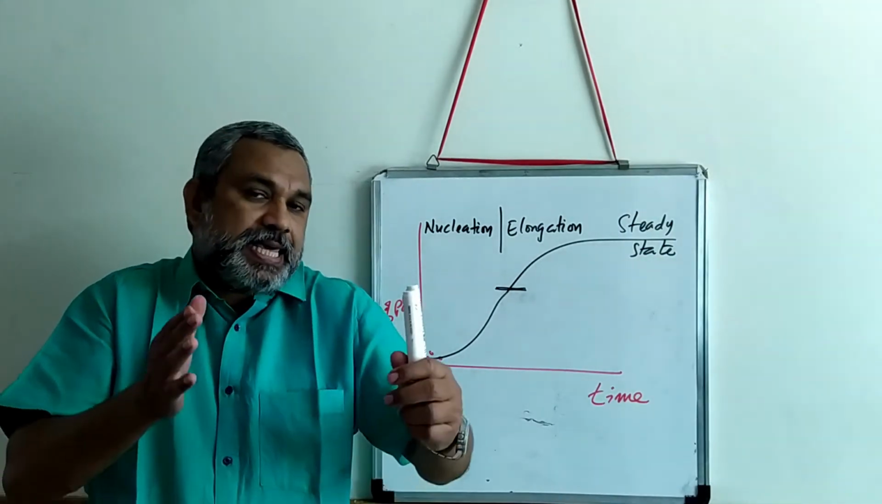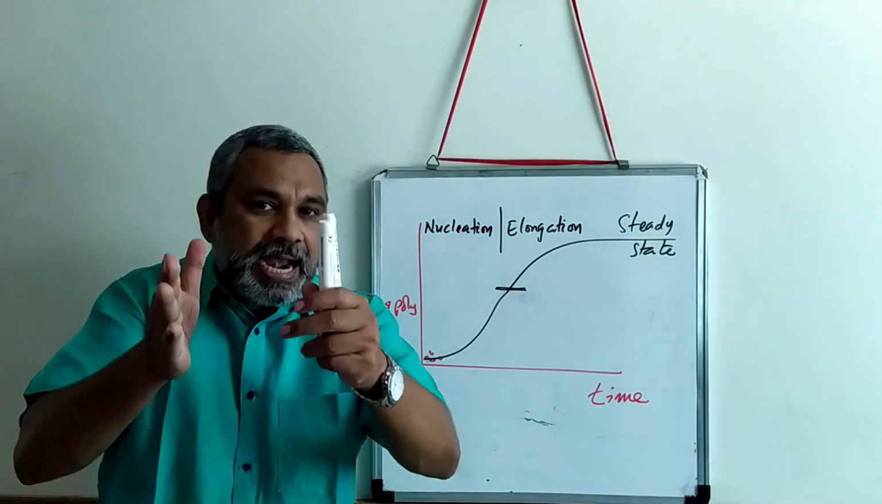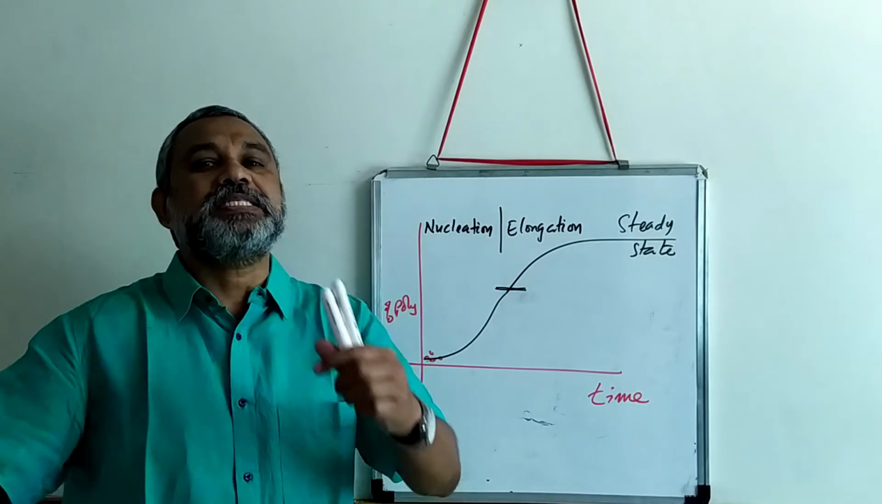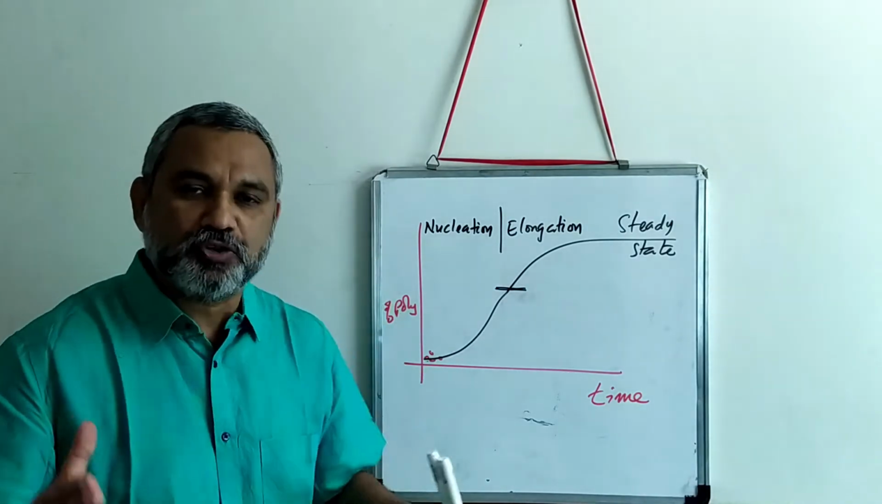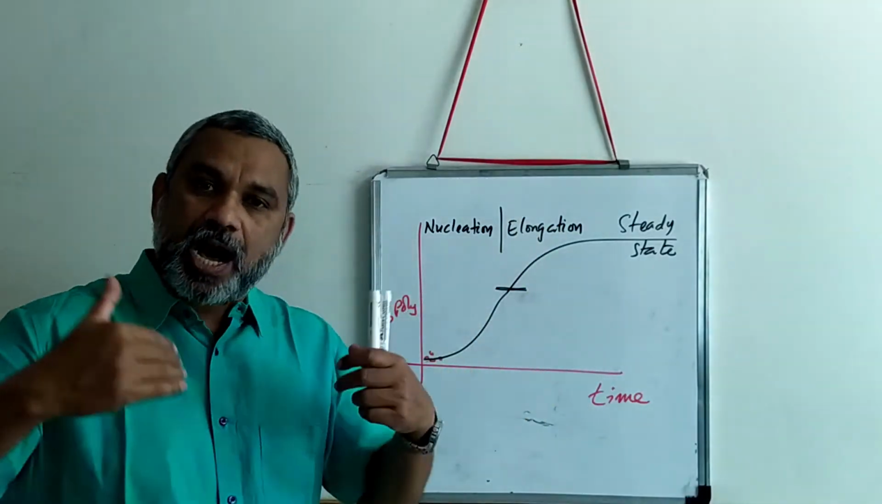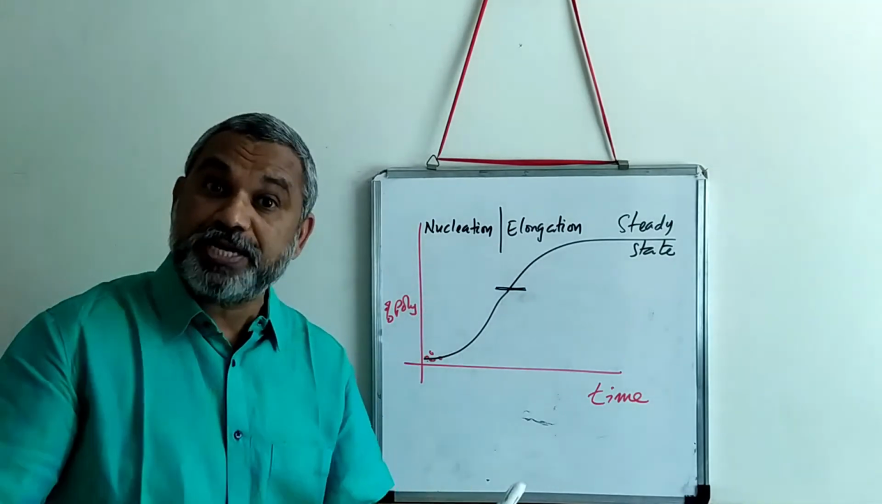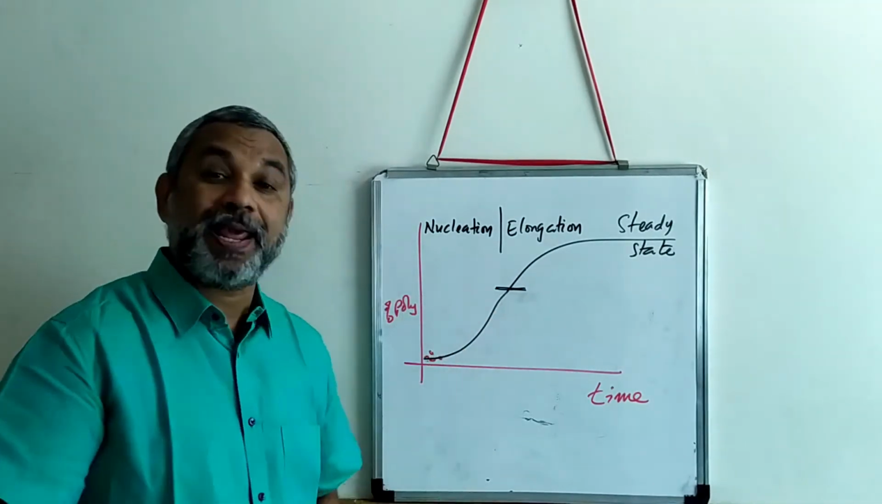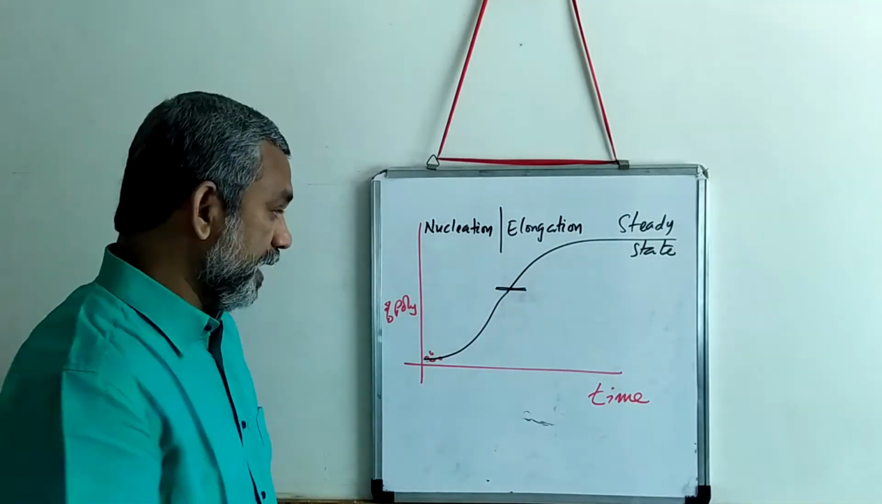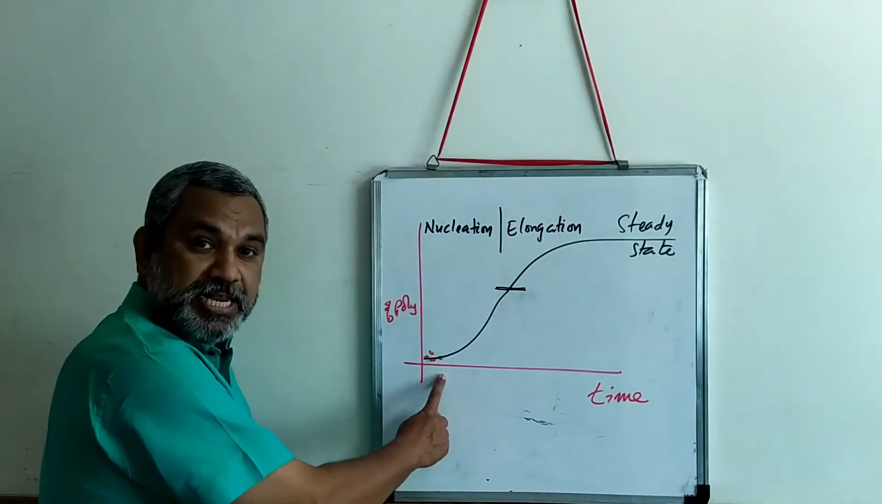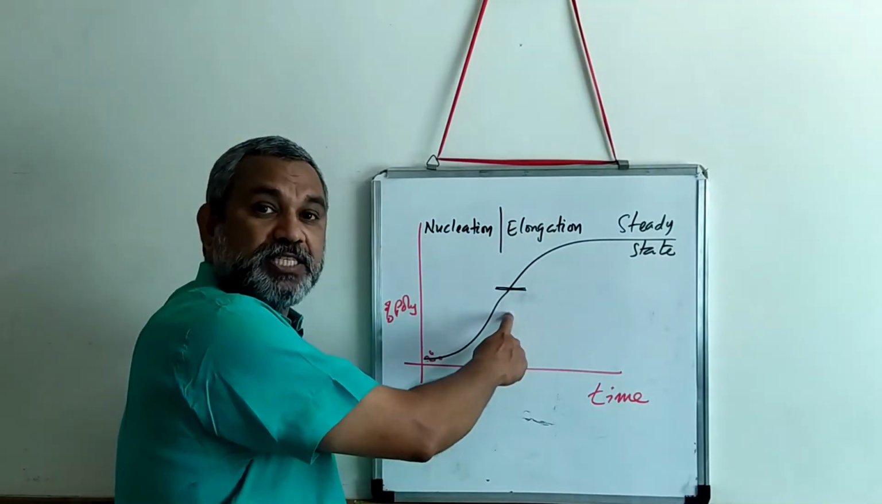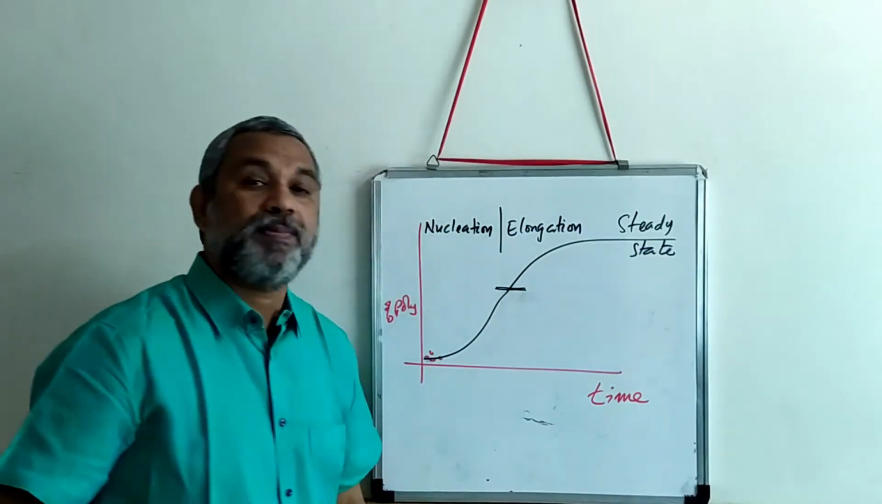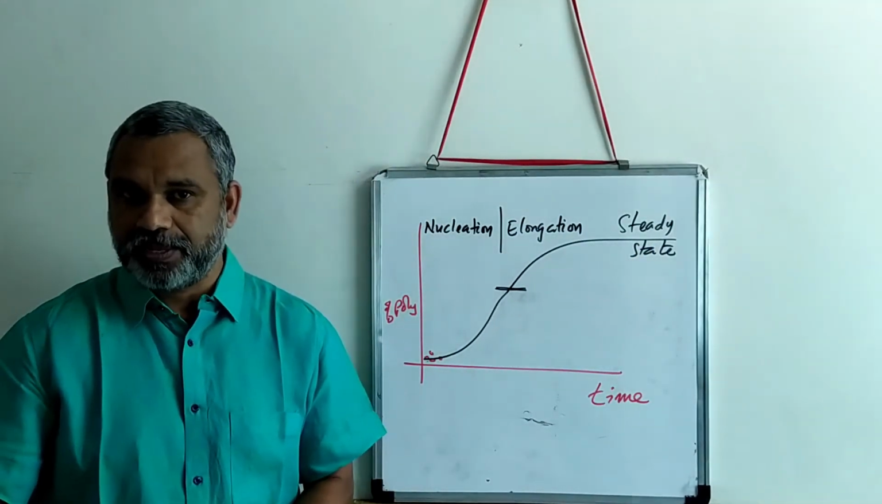Steady state is when the number of units that are added is the same as the number of units that are removed from the microtubule. So this is how you get a sigmoidal curve to explain the microtubule assembly. You have a nucleation initial phase, then a growth phase, that is the elongation phase, followed by a steady state phase.